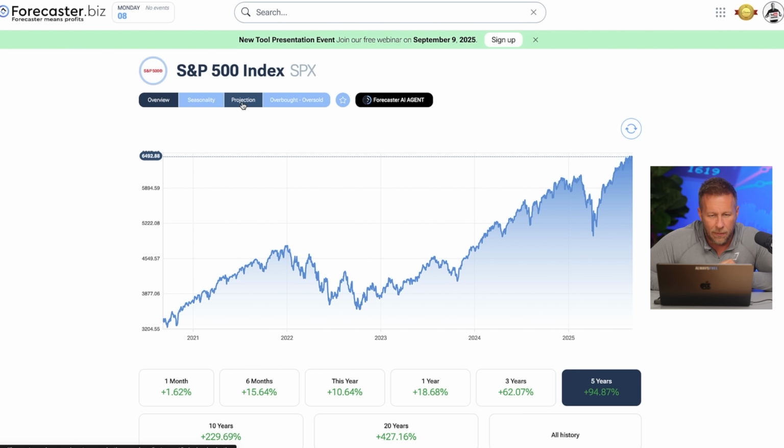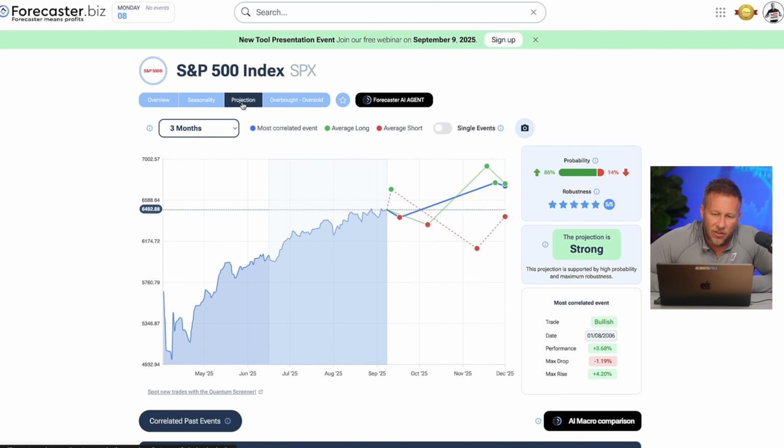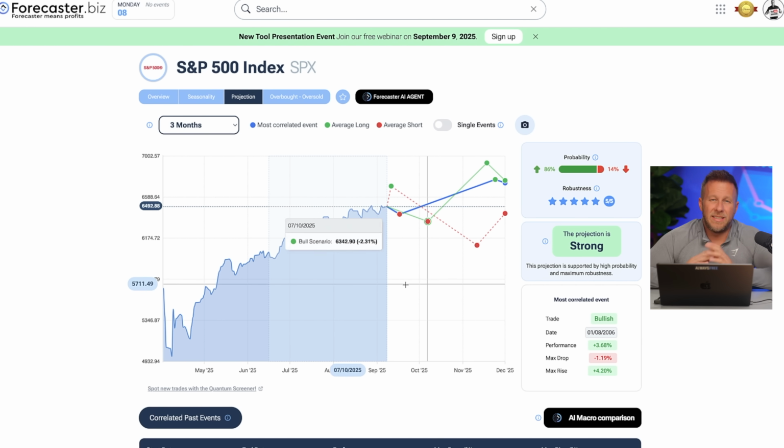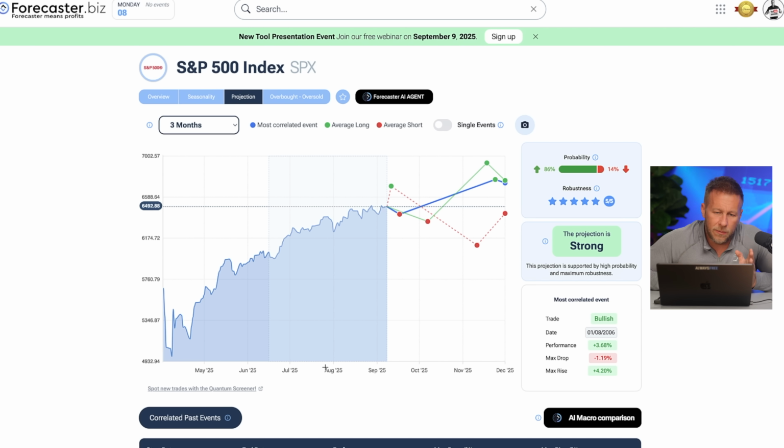But now we've got this tab called projection. And as you can see on the projection tab, it's got these cool little projections going forward into the future. So this highlighted area is the past 3 months. And what this tool is going to do is scan the entire history of this particular instrument, in this case, the S&P 500. And it's going to look for that identical pattern in a 3-month period. And it's going to show us every single scenario in history where that exact pattern has played out.